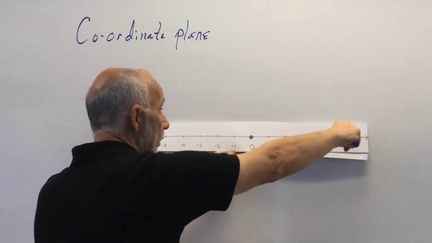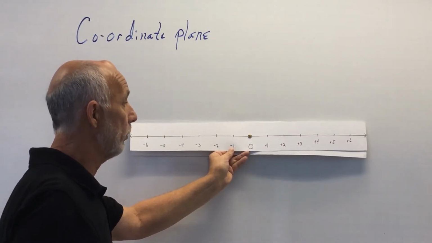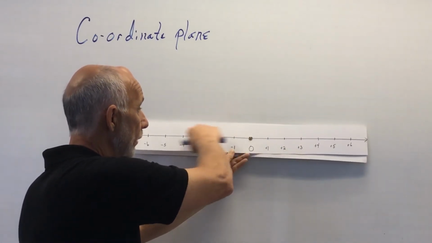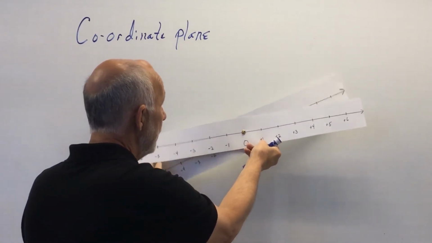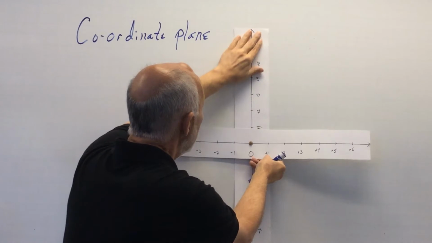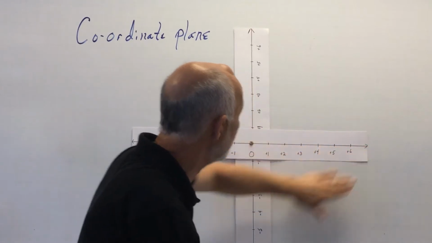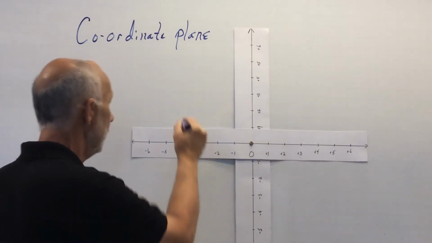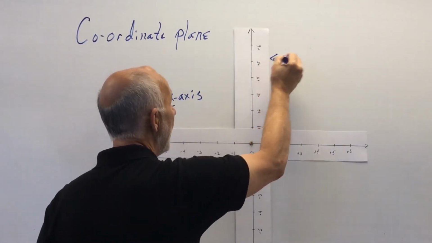Okay, and this horizontal number line that runs left to right is called the x-axis, and I'll explain what that means in a minute. But when you have a coordinate plane, you take another number line exactly like this one, and you rotate it up and down like this. Now what we have here is the coordinate plane. This second vertical number line that goes up and down is called the y-axis. So this is called the x-axis, and this is called the y-axis.